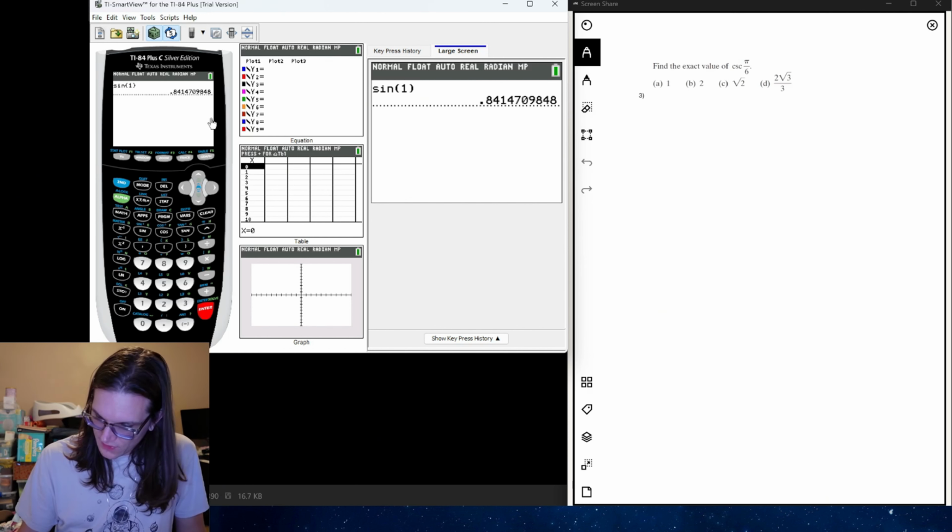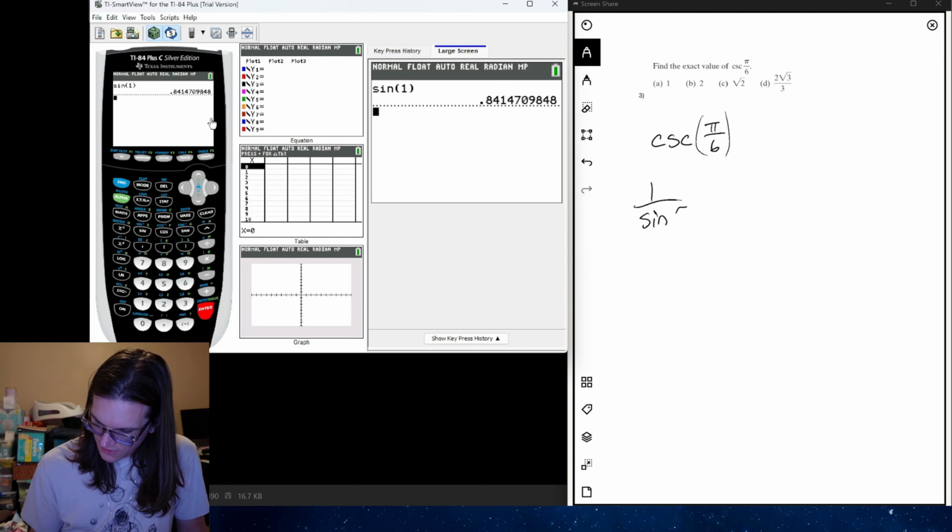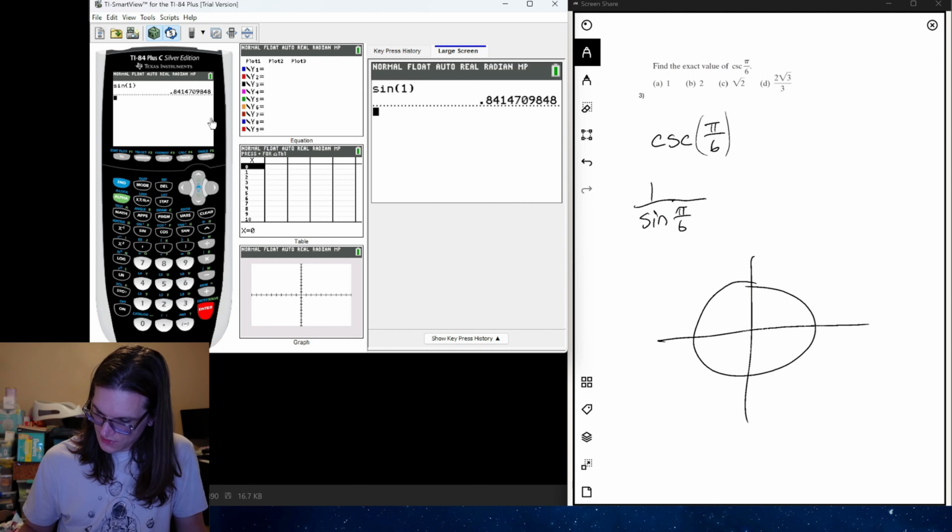And then we want to find the exact value of cosecant of pi over 6. I happen to know from previous videos that this is 1 over sine of pi over 6. And I also happen to know from being a unit circle expert, which you will soon be, that pi over 6 is right here at 30 degrees. And that coordinate is root 3 over 2.